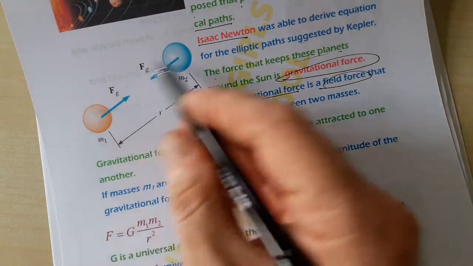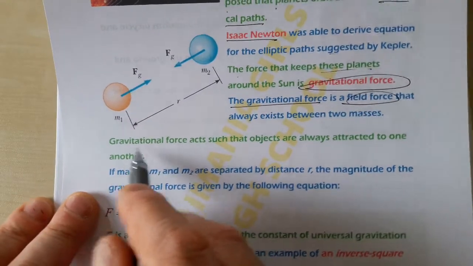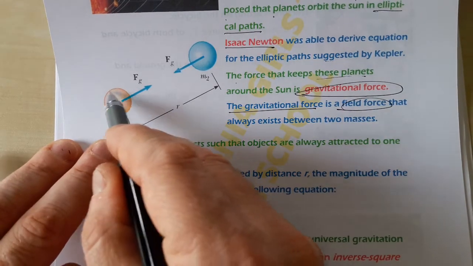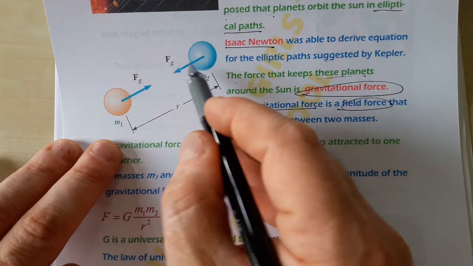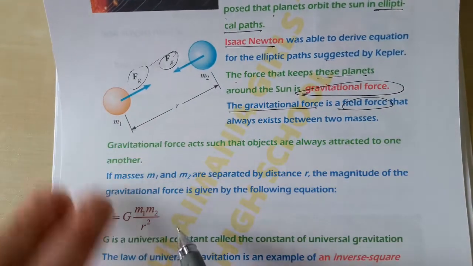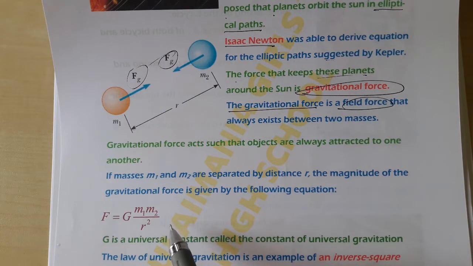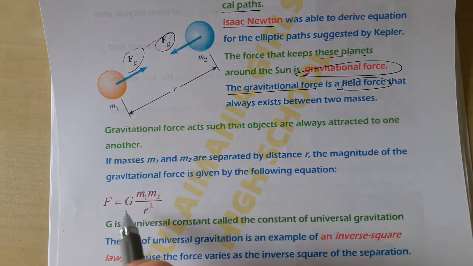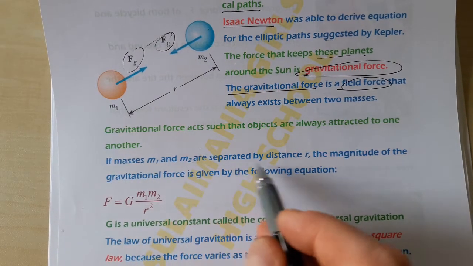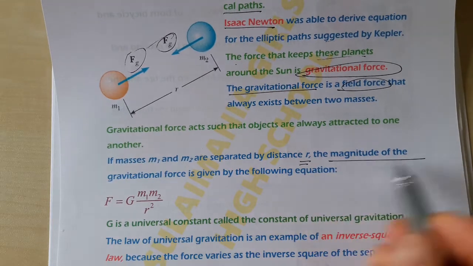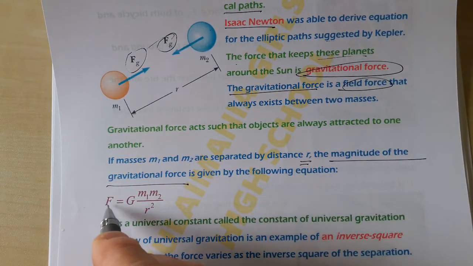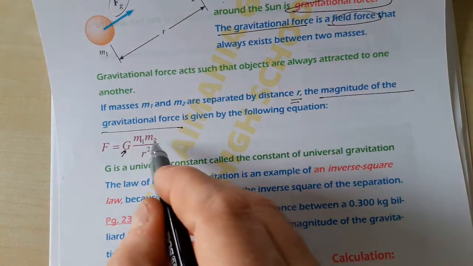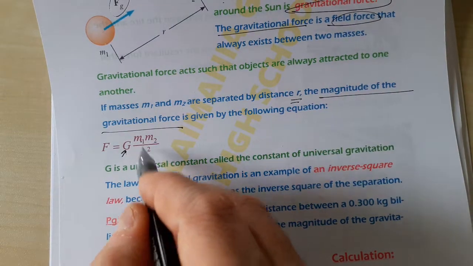And these forces always exist between two masses. Gravitational force acts such that objects are always attracted to one another. So if the sun is attracting the earth, the earth is also attracting the sun. These are action-reaction forces, equal in magnitude, opposite in direction, acting on different objects. And we can calculate the gravitational force by this equation. If masses m1 and m2 are separated by a distance of r, the magnitude of the gravitational force is given by the following equation. F is equal to G, the universal gravitational constant, times m1, the mass of the first object, times m2, the mass of the second object, divided by the square of the distance between them.